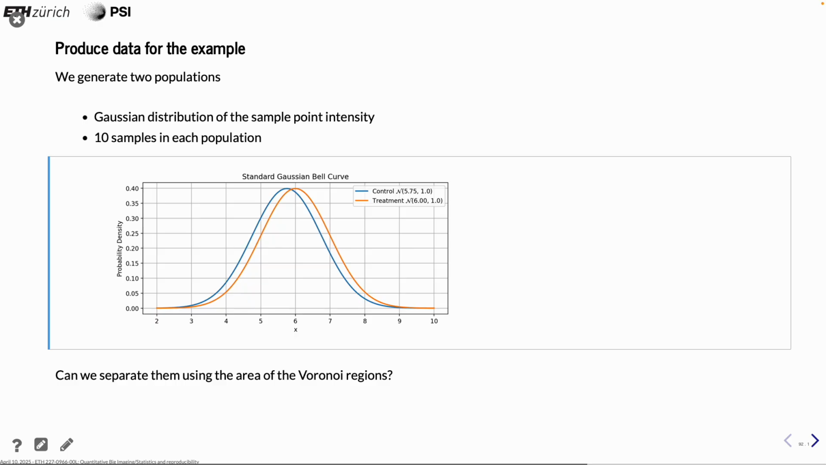Now I run again a simulation experiment. I don't have the data for doing this, so I have to work with simulations. But anyway, we have the two populations, and the intensity distribution is a Gaussian distribution for the two classes. So they are distributed something like this. And I also have 10 samples in each distribution. Now we want to compare if the Voronoi areas are different between those two populations.